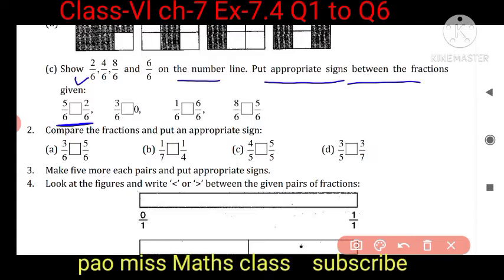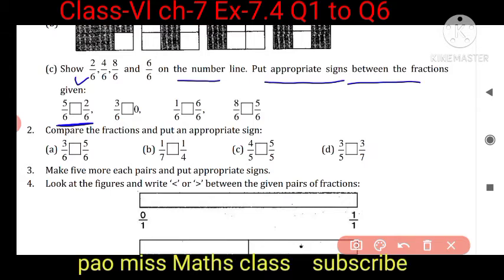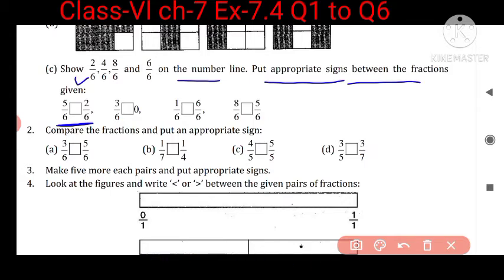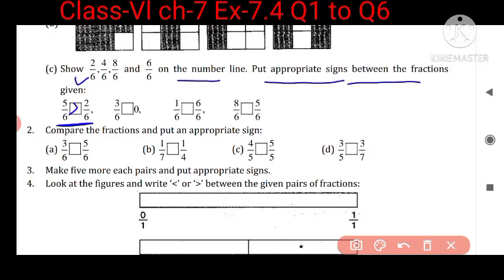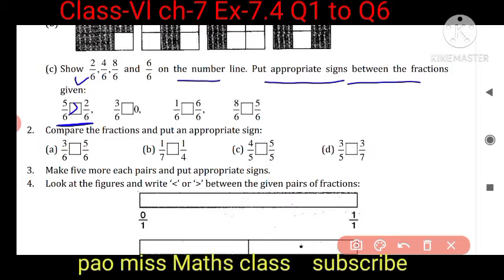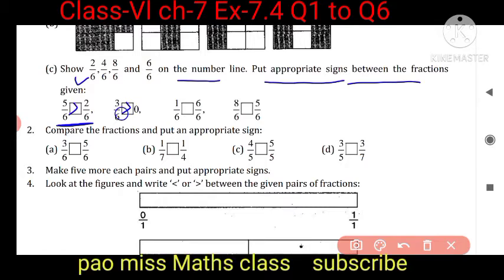Now the denominator is same. If the denominator is same, then they are like terms. So in like terms, the bigger numerator will be the bigger one. So which is bigger here? 5 upon 6 will be bigger here. And for the next one, which will be bigger? Yes, 0 will not be bigger, isn't it? Because 0 will be less than 3 upon 6. That means 3 upon 6 will be greater.